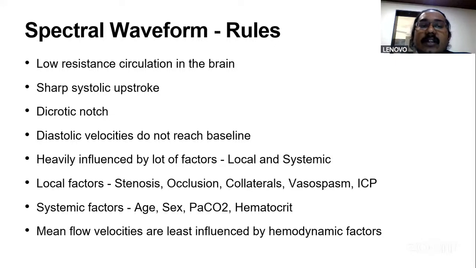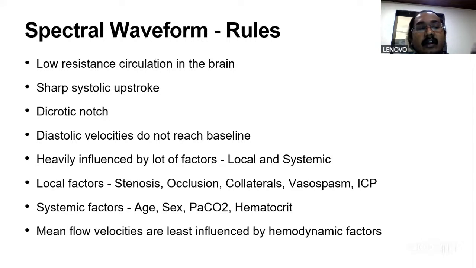So as we all know, the cerebral circulation is a low resistance circulation. There will be a sharp systolic upstroke, a dicrotic notch. The diastolic velocities do not reach baseline. It is heavily influenced by a lot of factors, local and systemic. So the local factors would include stenosis, occlusion, collaterals, vasospasm, intracranial pressure. Whereas the systemic factors include age, sex, partial pressure of CO2 and hematocrit. And the mean flow velocities are least influenced by hemodynamic factors.